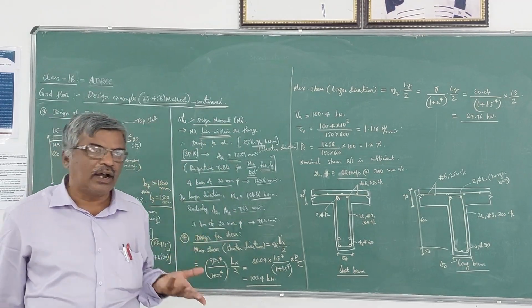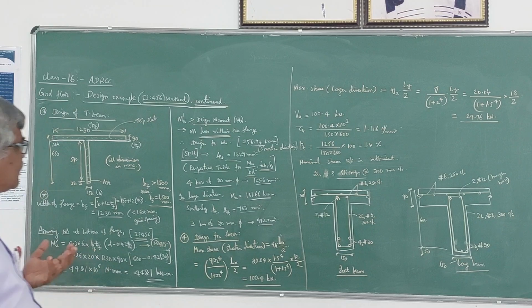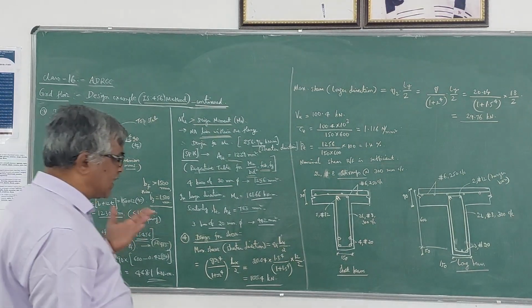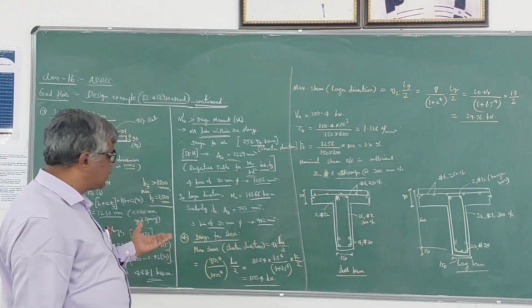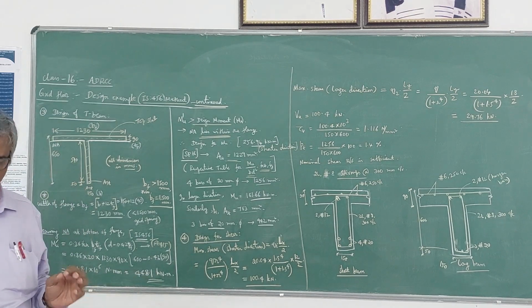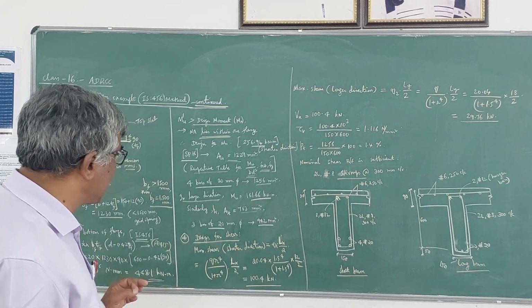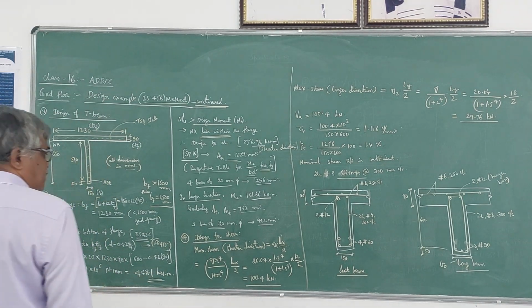Now this is the design for flexure, that is, design for bending moment in either direction. Then we have to check for shear also. Normally in the case of slabs, shear is not a governing factor, but again we have to check for that.